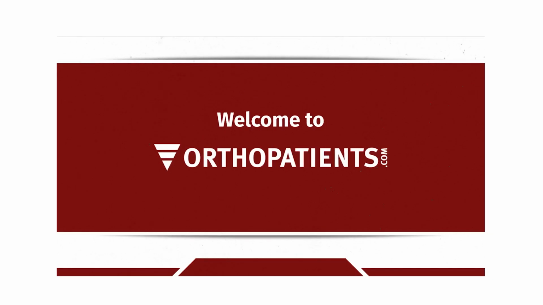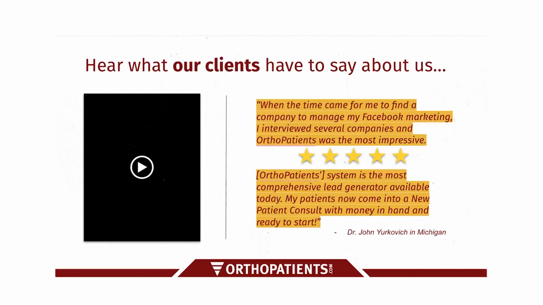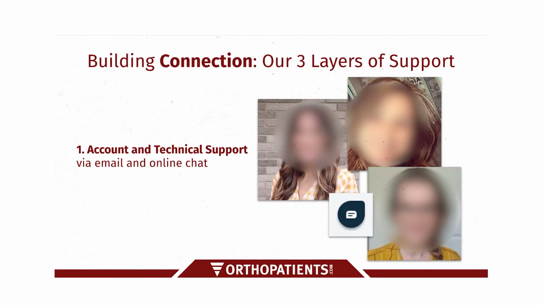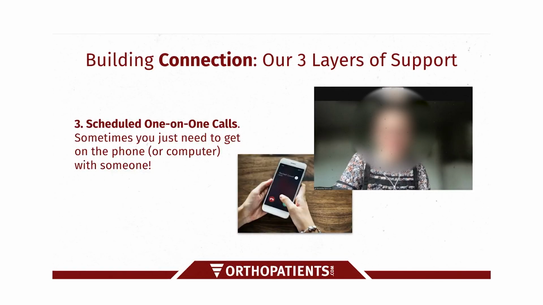So these are what my slides look like for the onboarding call. We talk about a services overview, go through a couple testimonials, and then we discuss the 3 layers of support we have inside our agency. Number 1, email and online chat. Number 2, videos and articles, and number 3, one-on-one Zoom calls if they really need to hop on.